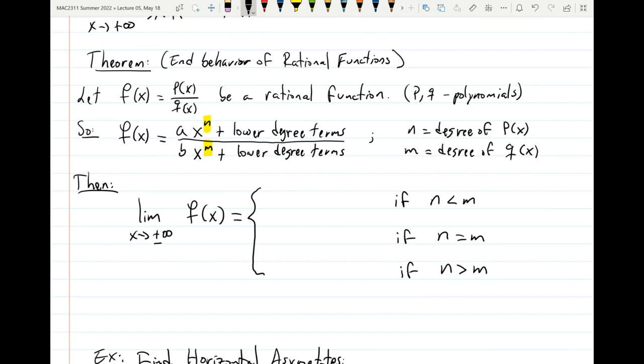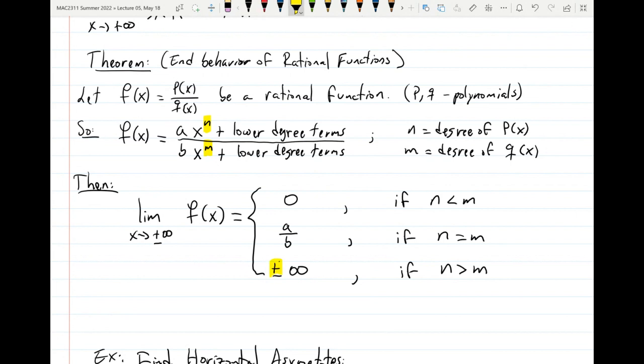So in the first case, if the degree of the top is less than the bottom, then this limit is going to be 0, right? In the second case, when the degrees are the same, then the limit is a over b, so it's the ratio of the leading coefficients. And in the third case, in which the degree of the top is bigger than the bottom, then the limit is either positive or negative infinity. Which one is it? Well, you have to decide depending on the sign.